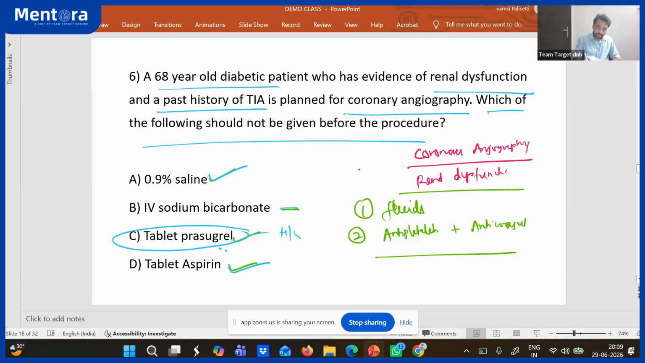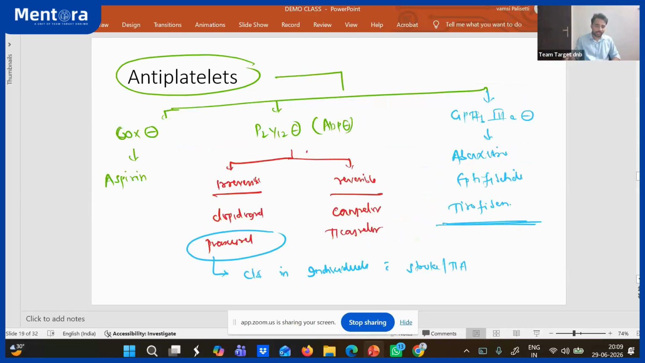had a history of TIA. If there is a history of TIA, prasugrel is strictly contraindicated because it's an irreversible P2Y12 inhibitor, which can cause hemorrhagic transformation of the infarcts. So if a patient has a history of TIA or stroke, you should never give prasugrel. Simple point, they just framed a question. Right? That's why this is very important.